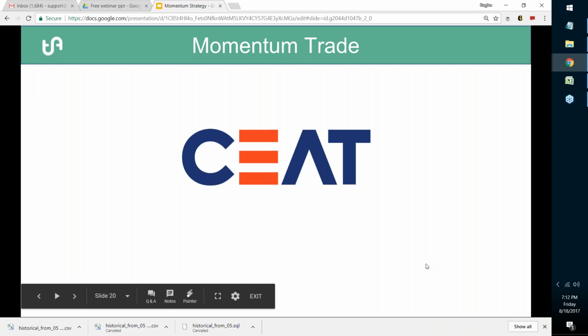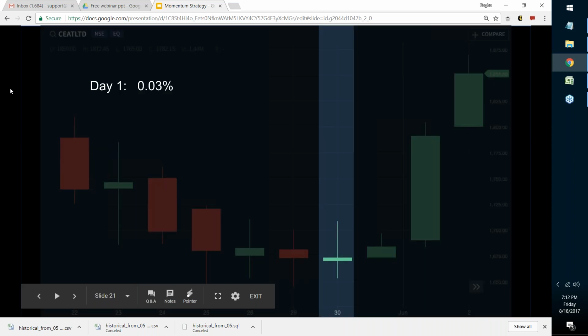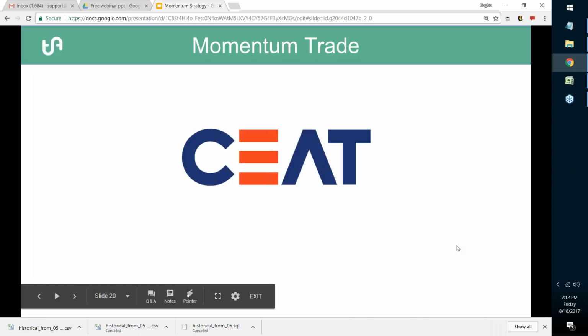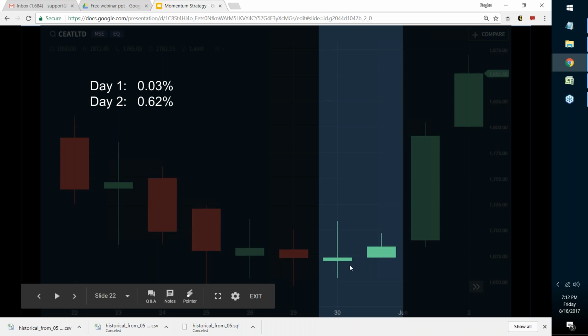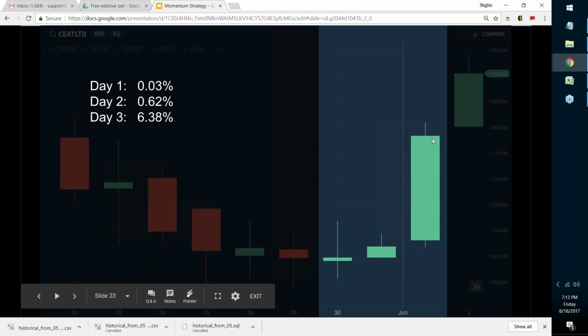Fantastic, right? So let's go for one more example. If I look at Seat Ltd, once again, the closing price has gone up. If I look at the closing price of the 29th and compare it to the closing price of the 30th, the closing price has increased. And if I compare the closing prices of day number two versus day number one, that has also increased. And the closing price of day number three versus day number two, that has also increased, right?